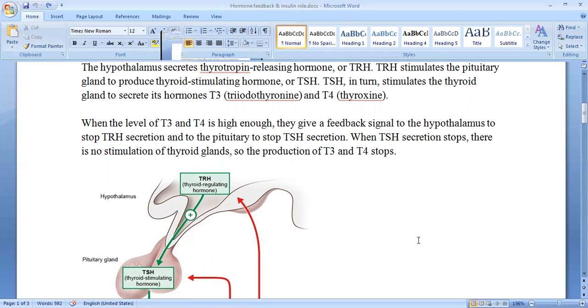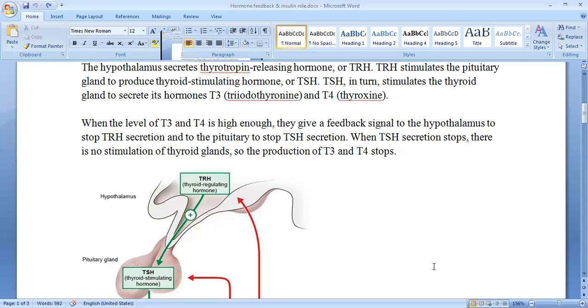Now, as this is going on and on, what is going to happen? The level of T3 and T4 starts rising. Once the desired level is reached, we don't want further production of T3 and T4. What will happen now is that T3 and T4 itself will give the signal to the hypothalamus. When the blood level of T3 and T4 becomes very high, that blood reaching the hypothalamus will get the signal that now there is enough T3 and T4 present. So it will signal the hypothalamus to stop the secretion of TRH.